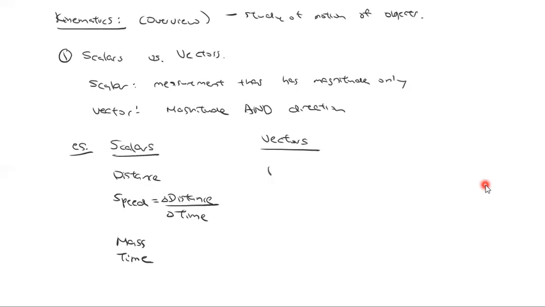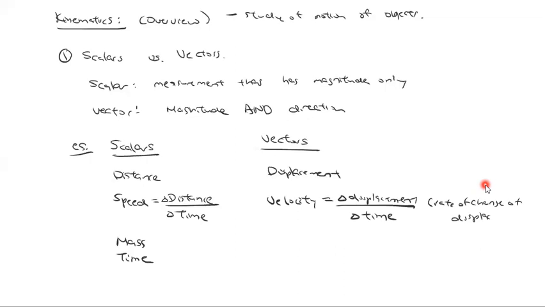And for vectors, we've talked about displacement, which is the straight line distance from where you're starting from to where you are now, including direction, because it's a vector. There is velocity, which is change in displacement over change in time. In other words, it's the rate of change of displacement. There is acceleration, which is the rate of change of velocity. So it's change in velocity over change in time.